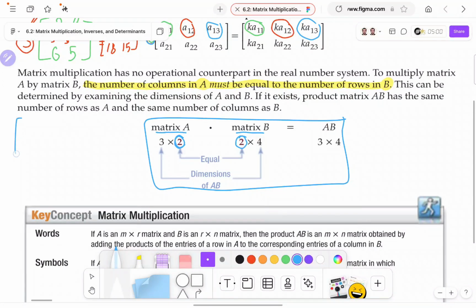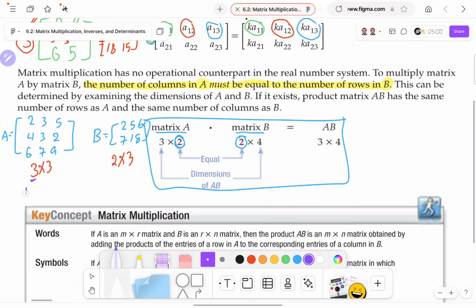Just a quick example. Let's say I have matrix A: 2, 3, 5, 4, 3, 6, 2, 6, 7, 9. And let's say matrix B is 5, 6, 7, 1, 8. Now, what's the first step you need to do? The dimension. What's the dimension of matrix A? It's 3 times 3. What's the dimension of matrix B? It's 2 by 3.